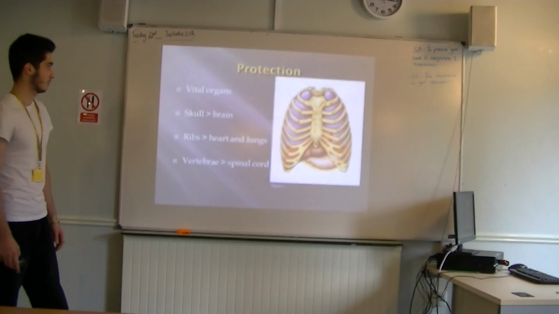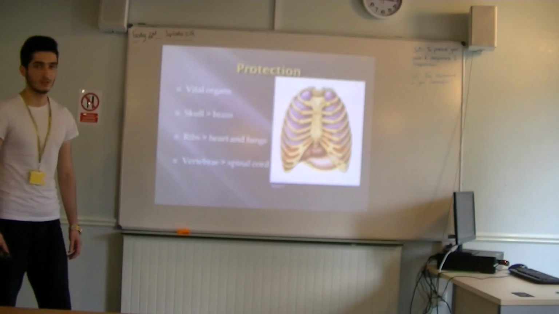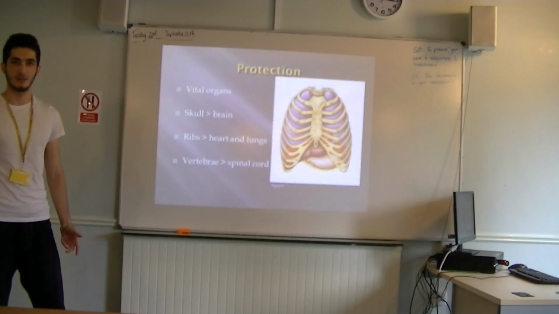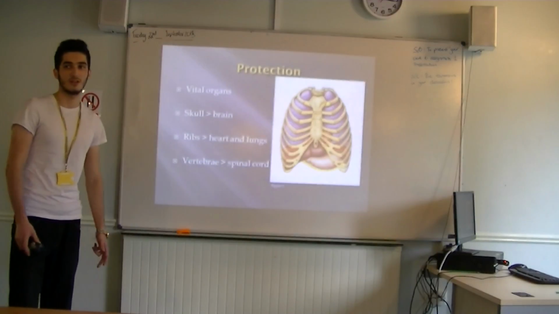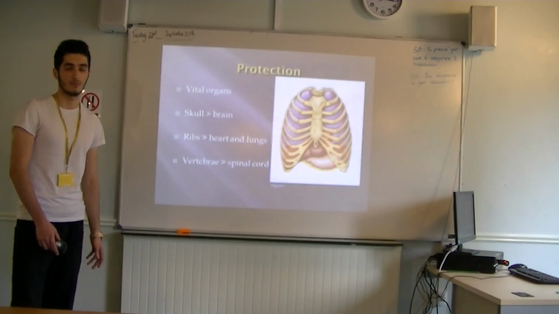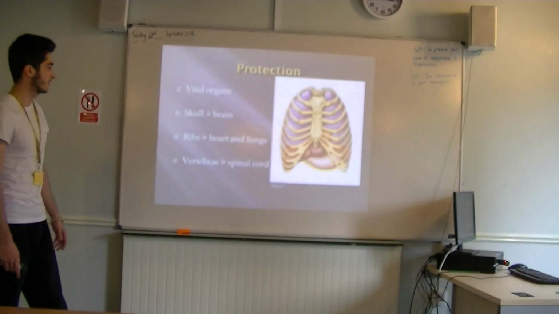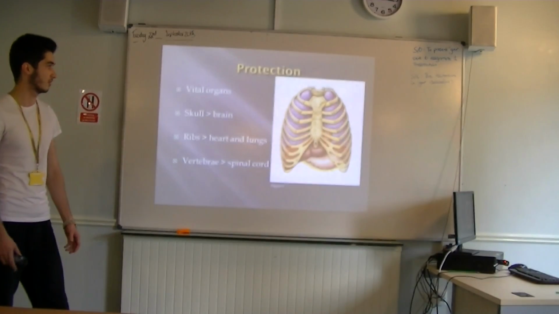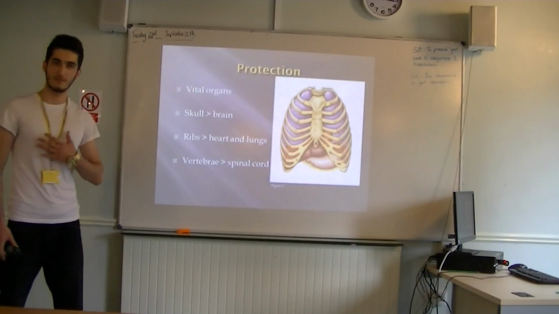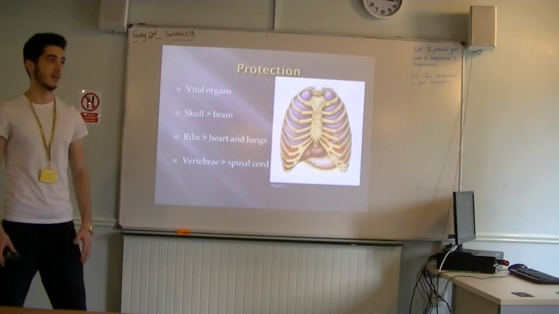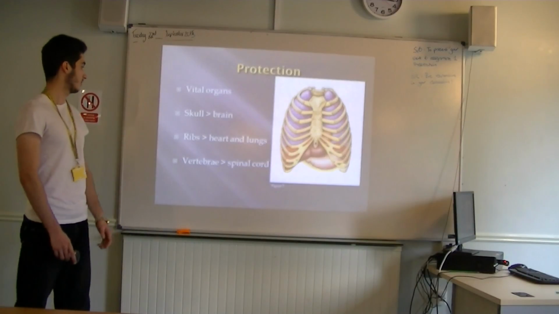Another function is protection for vital organs. For example, the skull protects the brain. However, for extra protection, like I said, rugby players most often wear headgear just in case. The ribs protect the heart and the lungs, because they are the most vulnerable. If the ribs weren't there, it's the most vulnerable part of the body where it can get damaged.